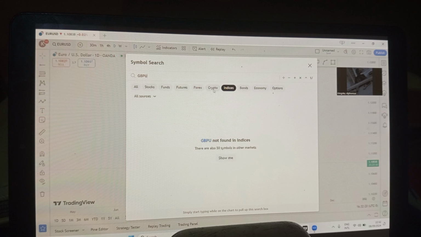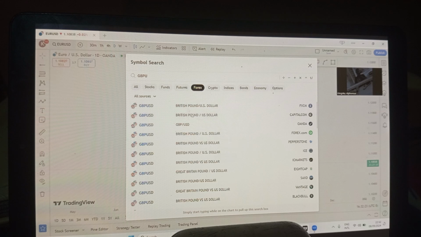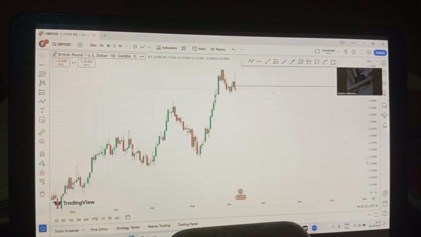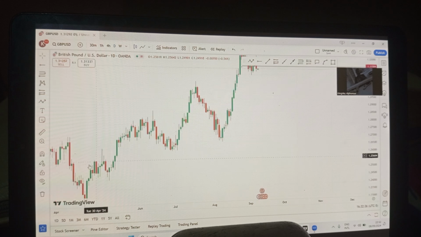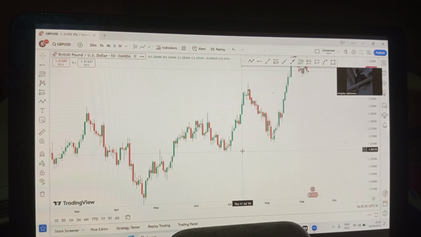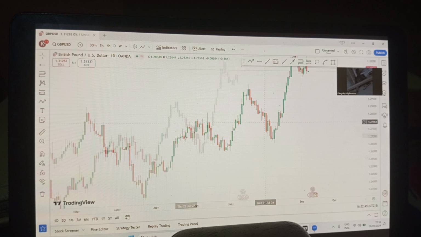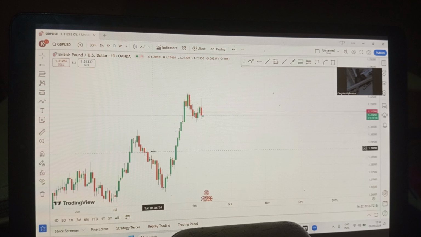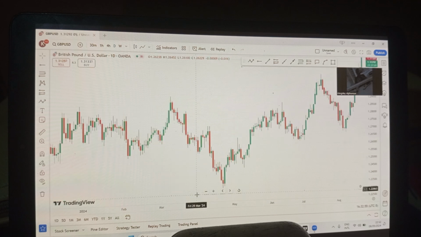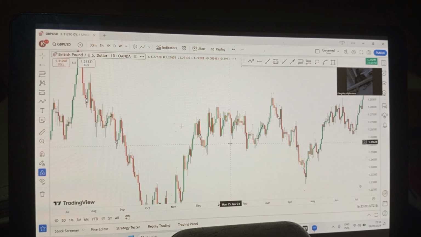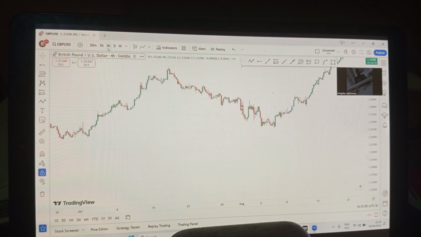GBPUSD. I'm looking for a perfect example here. Let me check for a higher time frame.